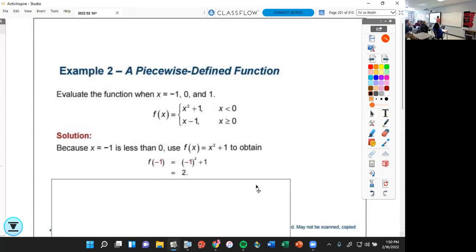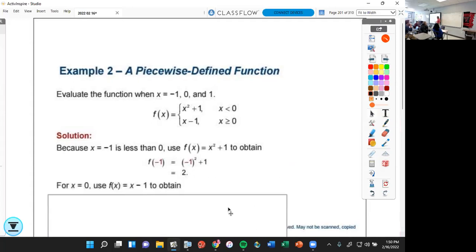What about when x is 0? Then it's gotta be the second. Does it have to be? Yes, it's equal to, because it specifically says x is equal to 0. Okay? So I plug 0 into the second function, 0 minus 1, -1.